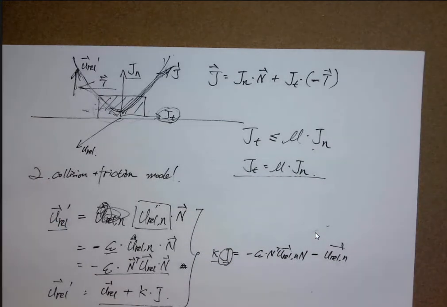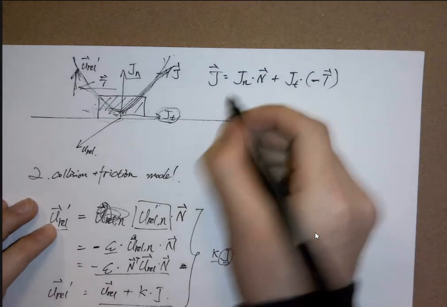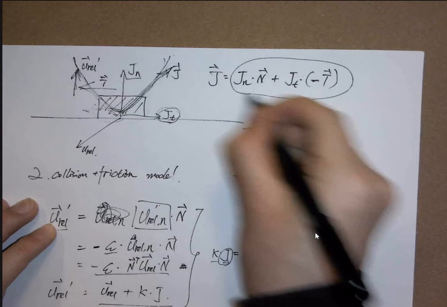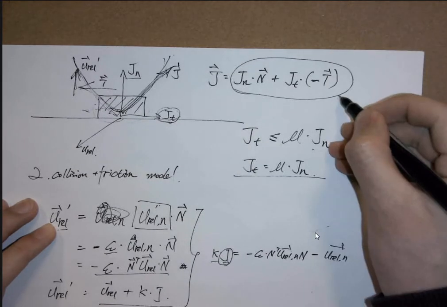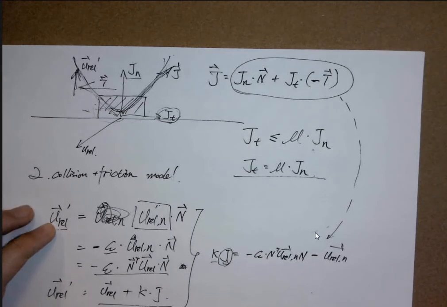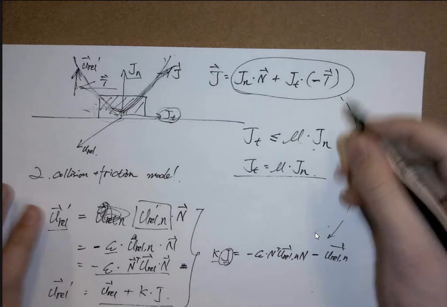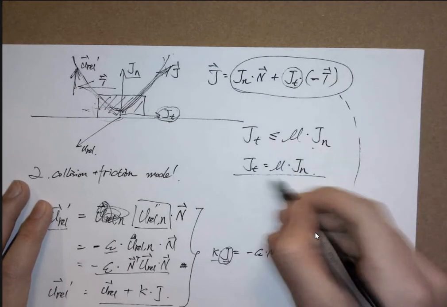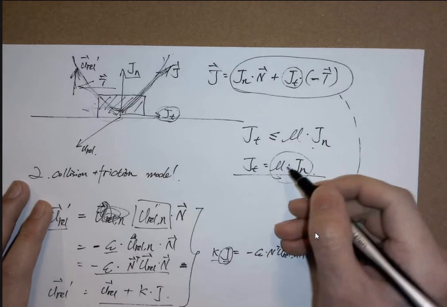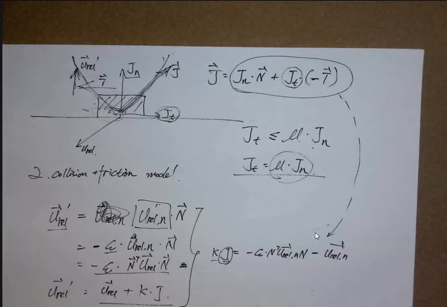All right. So after we know that, we can also plug our new J under this representation into the equation. And in that case, because now Jt is related to Jn by a factor of mu, we can just calculate the Jn without a problem.